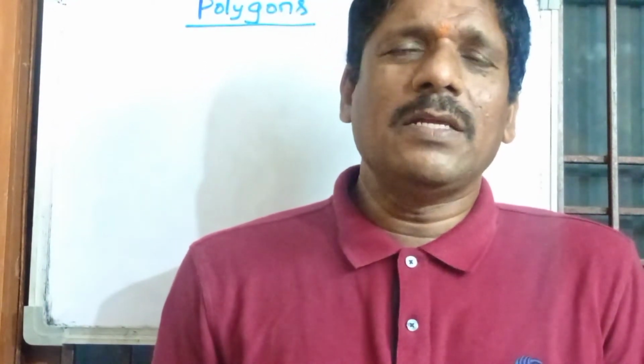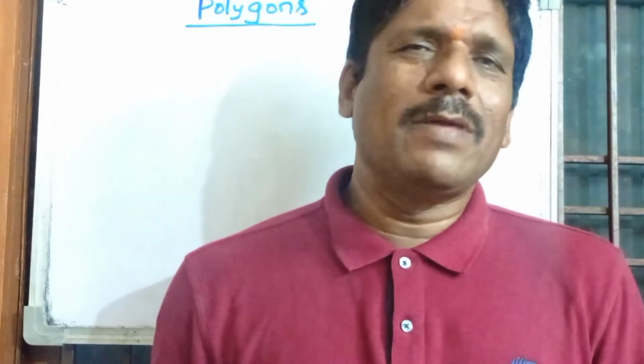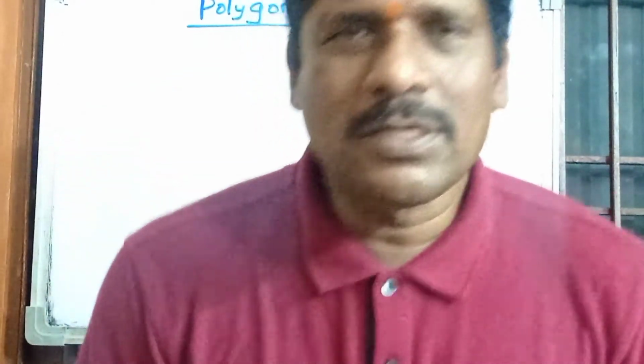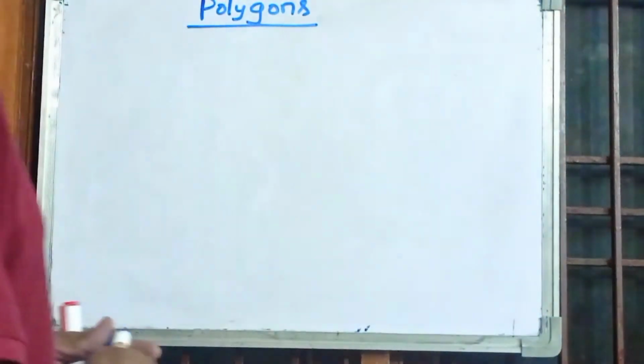So we know polygon: poly means many, so polygon means many sides. Three sides we call a triangle, four sides a square, and for more than four sides we can go for different methods. In polygons we have three methods: method one, method two, and method three. These three methods we are going to discuss today. So let us start our topic.